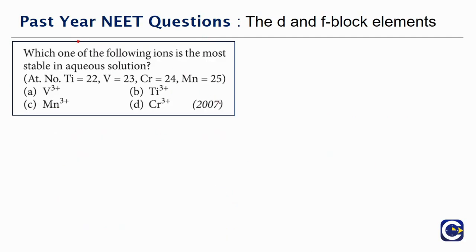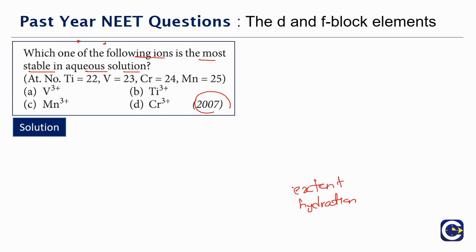Next we have a question that has come in the year 2007. Which one of the following ions is most stable in aqueous solutions? Now the stability of ions in aqueous solutions is attributed to the extent of hydration. Any ion, the number of water molecules it is surrounded by will represent the amount of hydration energy, and that is what is going to be the determinant for the stability.